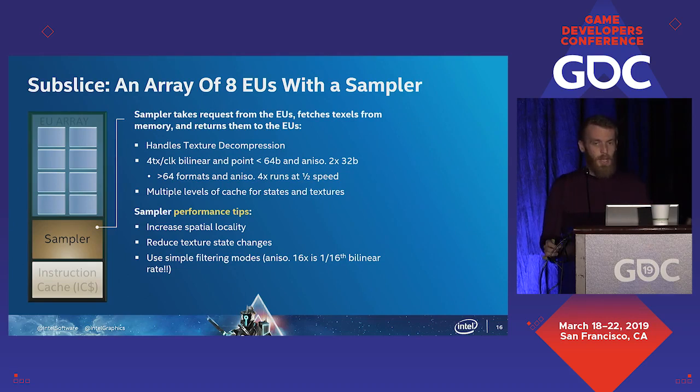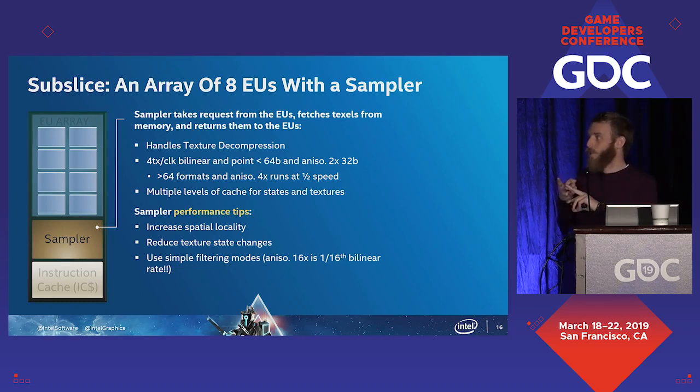Stuff you can do in order to help with sampler performance if you detect that you're sampler limited. Number one is really spatial locality. When you're doing texture fetches, try to fetch texels that are in the same space so that there's a high likelihood that they're going to be on the same cache line and you avoid cache thrashing.